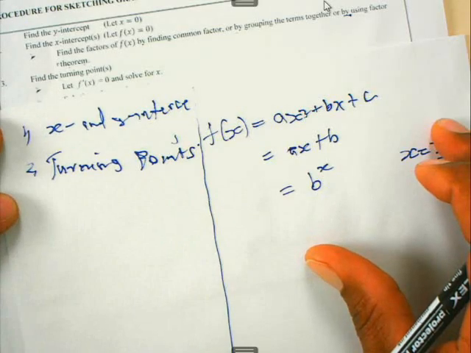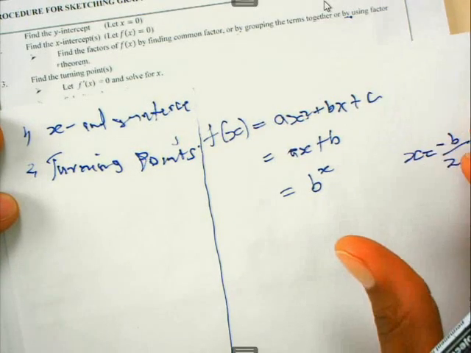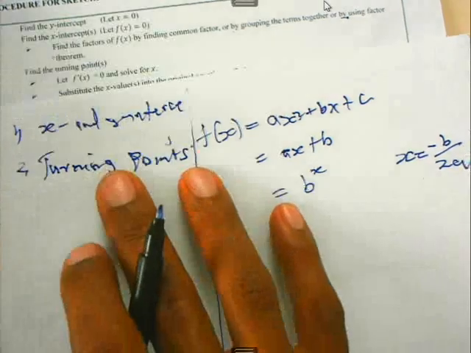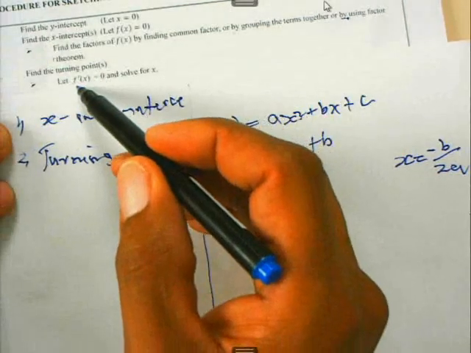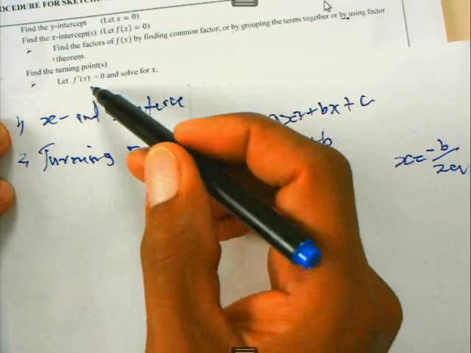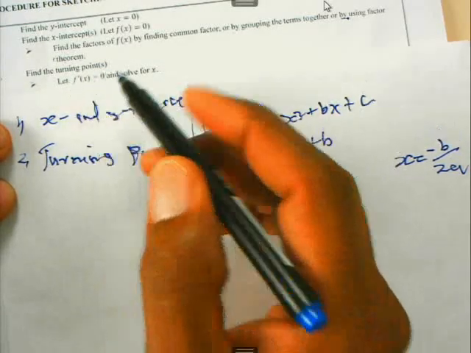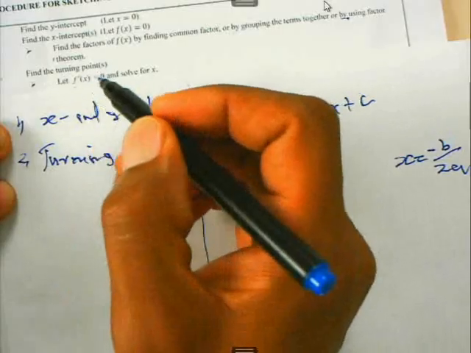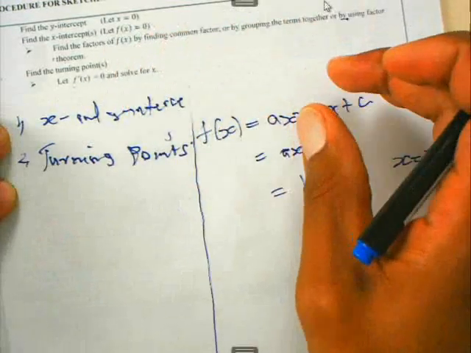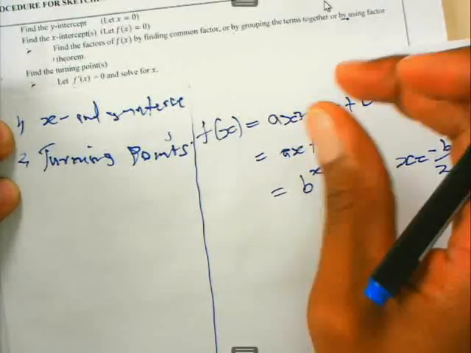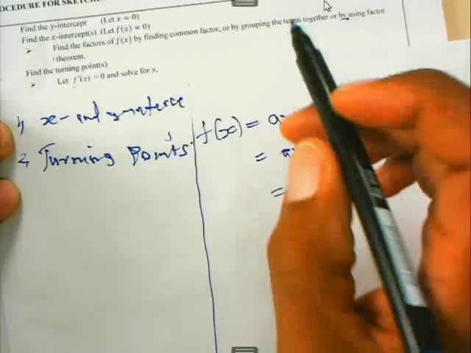How do we determine the turning points? Of course, the first thing that you must look at is we must have f prime of x. What is f prime of x? That is the derivative. Is that correct? That is the derivative, but especially at this point, I also refer to it as a gradient.